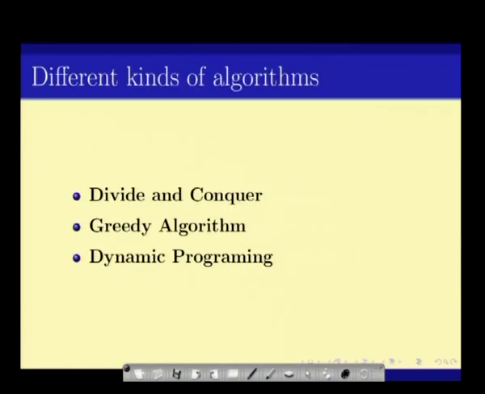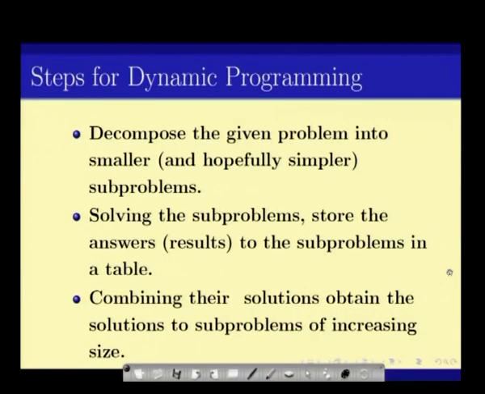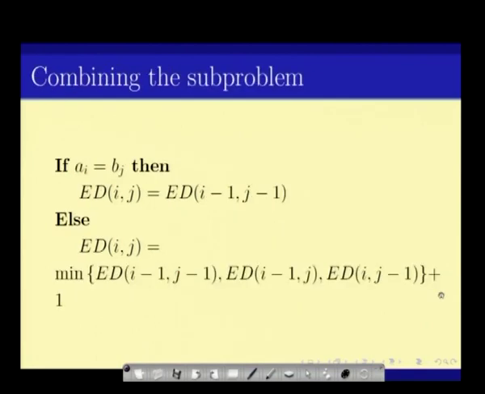There are three different kinds of algorithm design: the divide and conquer algorithm, the greedy algorithm, and dynamic programming. In dynamic programming, the idea is to decompose into small problems, just like in the case of the recursive algorithm, solve the subproblems and store them in a table, and then combine these to get the answer to the bigger subproblems. So, we have already defined the subproblems. The Ed(i, j) was the subproblem, the base case was defined, and we have also done how to combine the subproblems.